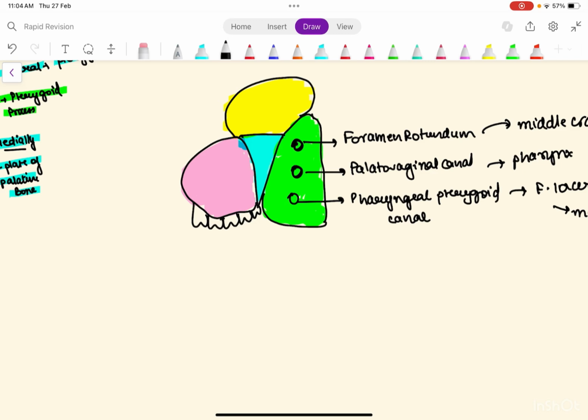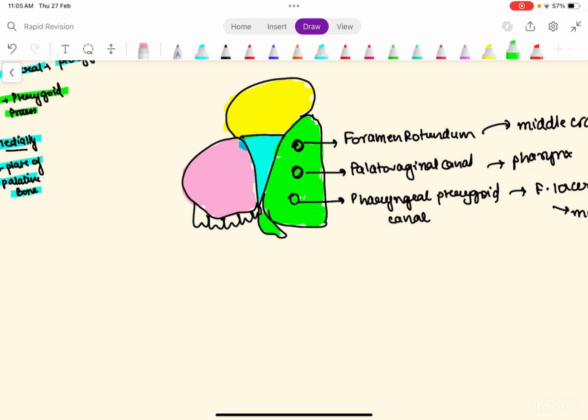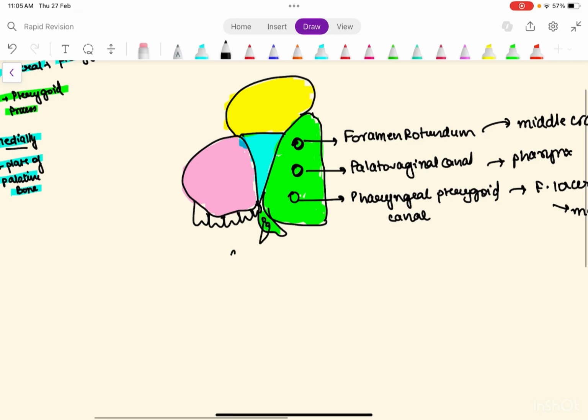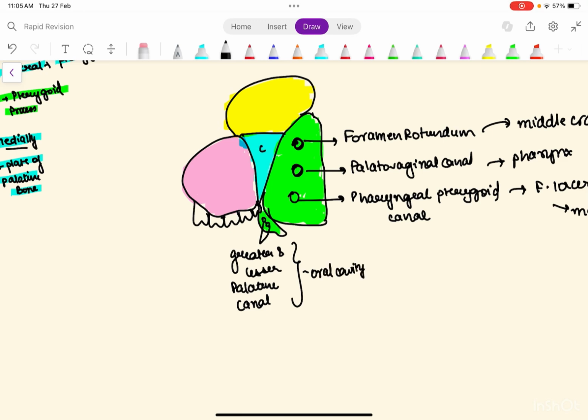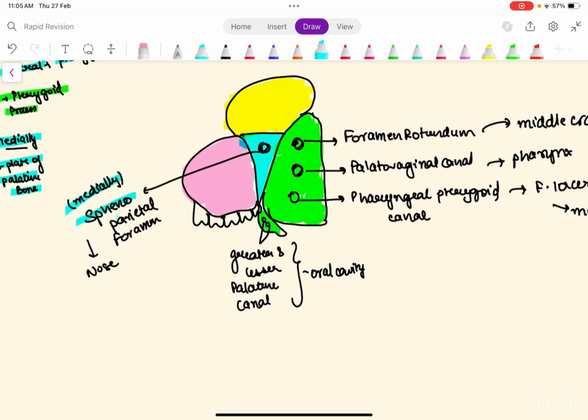Now let's talk about here also. If you remember, we had the pterygoid plate and pyramidal process. Here also you have two openings, which are the greater and lesser palatine canals. These communicate with the oral cavity. Medially you have a foramen, which is the sphenopalatine foramen, and it communicates with the nose. So blue color, sphenopalatine foramen, nose.